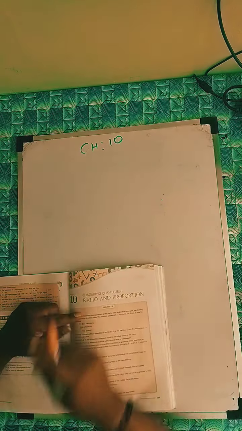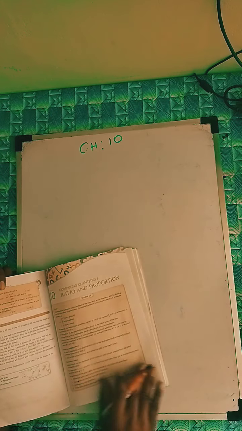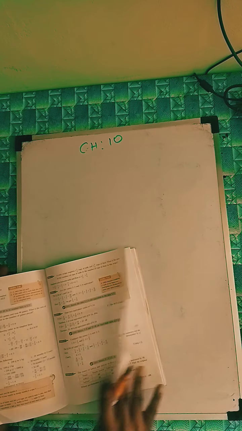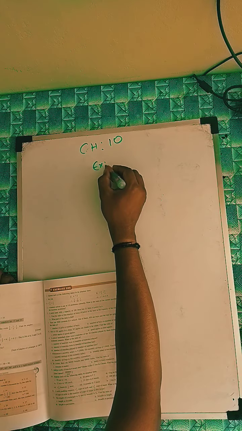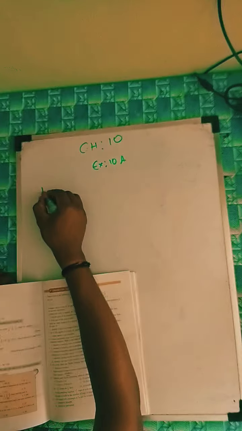Next, chapter 10, ratio and proportion. Okay, ratio and proportion. Again, just start the first exercise, 10a. Just see the first question. Express each of the following ratios in the simplest form.